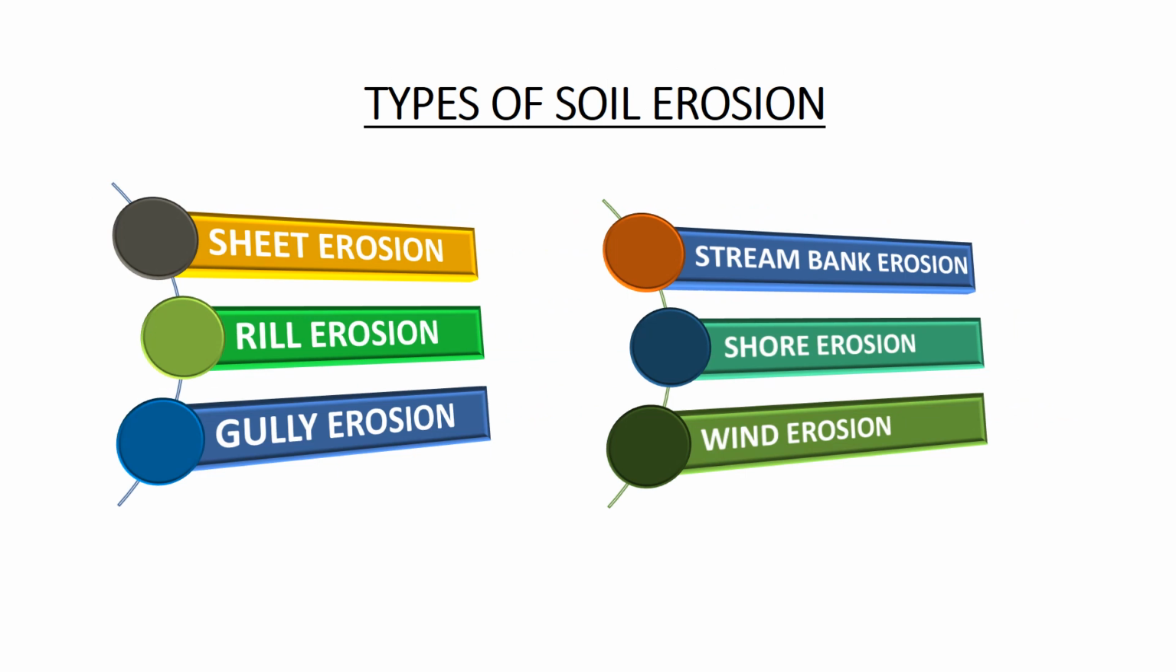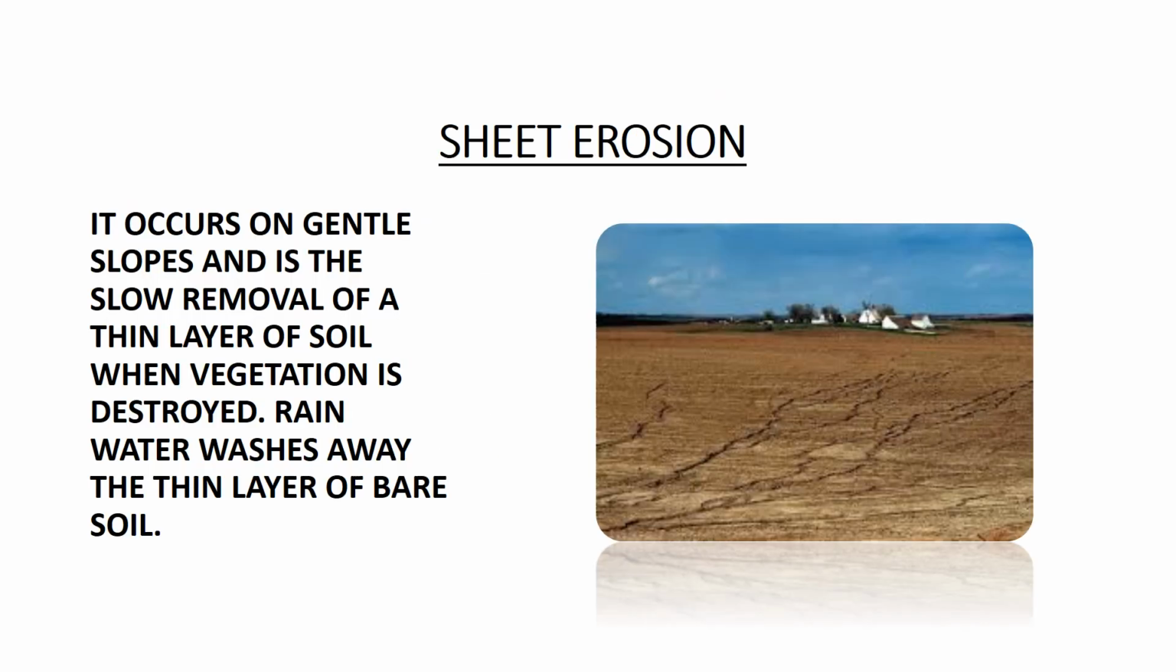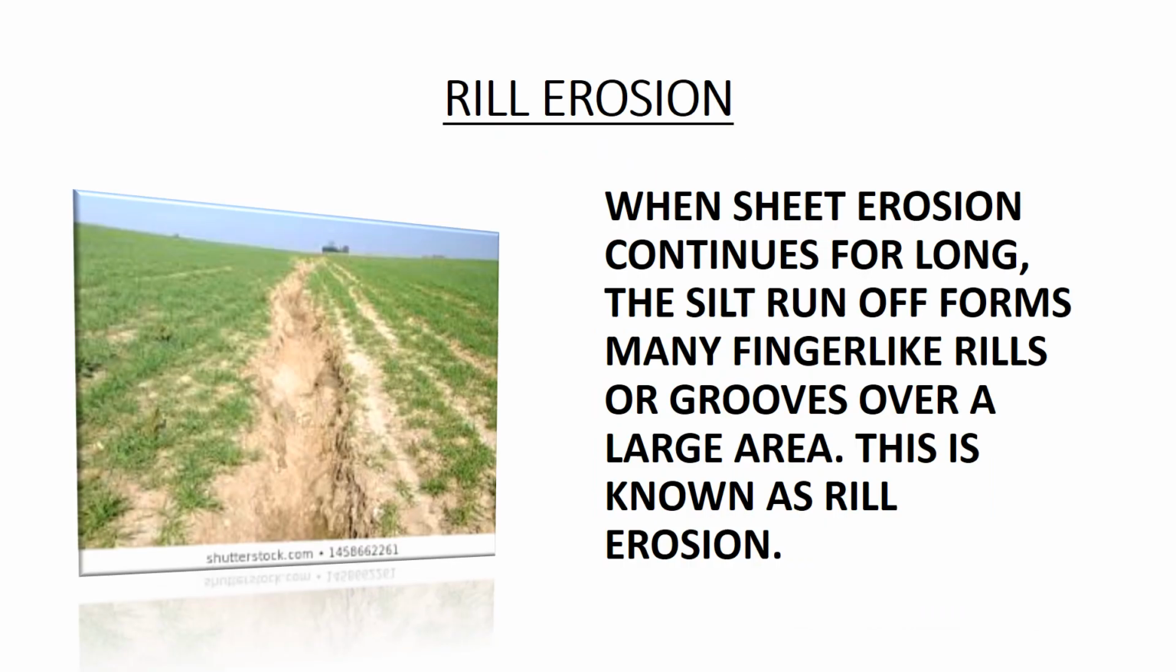Types of soil erosion: sheet erosion, rill erosion, gully erosion, stream bank erosion, shore erosion, wind erosion. Sheet erosion. It occurs on gentle slope and is the slow removal of a thin layer of soil when vegetation is destroyed. Rainwater washes away the thin layer of bare soil.